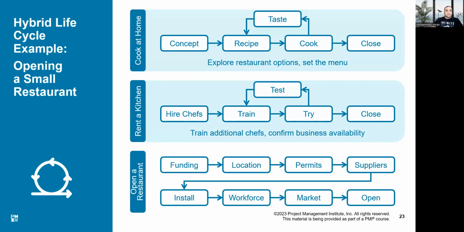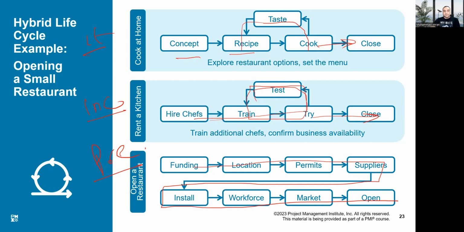So if you look, hybrid is what? You have the concept, then you make the recipe, then you cook it, you taste it, and you update your recipe, and ultimately you close it. If you want to rent a kitchen, you can go hire a chef, train them, try, test, train, try, test, and ultimately you close the kitchen. If you go further, some part of the project is being done in predictive. You are not coming back, you are going in a single direction. Some part of the project could be iterative, some part incremental, and some part predictive. That's how we can deliver the value.